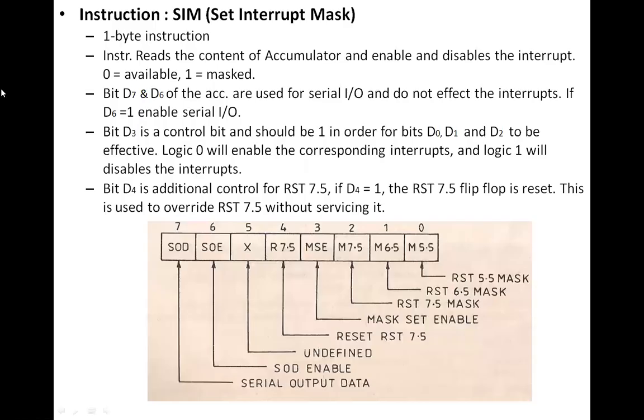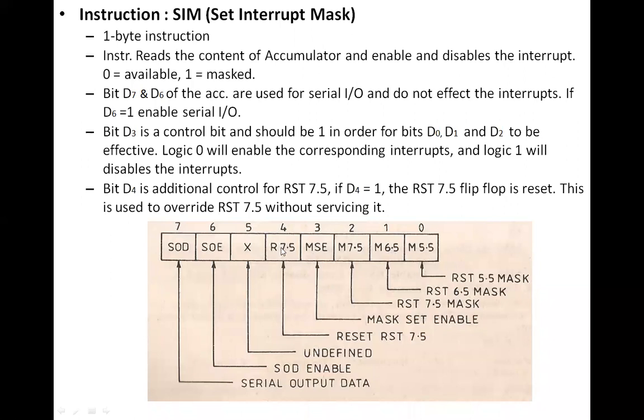Now let us go and check. If we want these to be available, it means this should be 0, this should be 0, this should be 0, because 0 stands for that these interrupt lines are available. So if we want to enable all the interrupts, all these three must be 0, means D0 bit must be 0, D1 should be 0, D2 should be 0, as well as the mask set enable should be equal to 1. So it means 1, 0, 0, and 0.